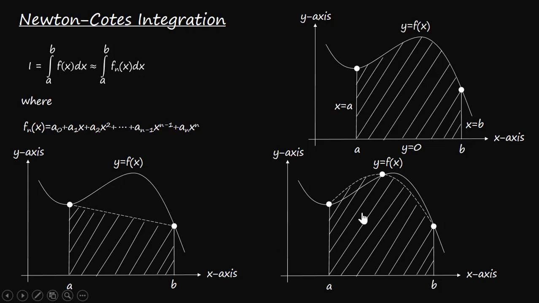We can see that the area obtained using parabola is pretty much close to the exact area as compared to using the linear function, using the straight line. And we can get even better approximation if we consider higher values of n. For example, n is equal to 3, 4, 5 and so on.